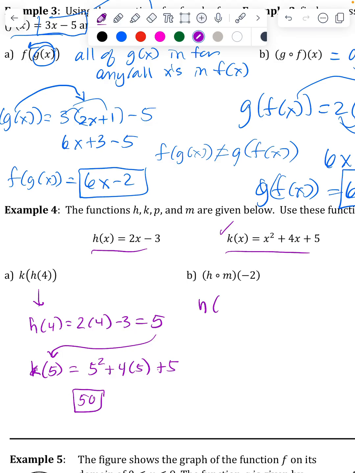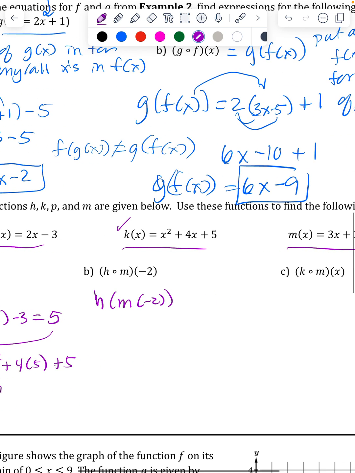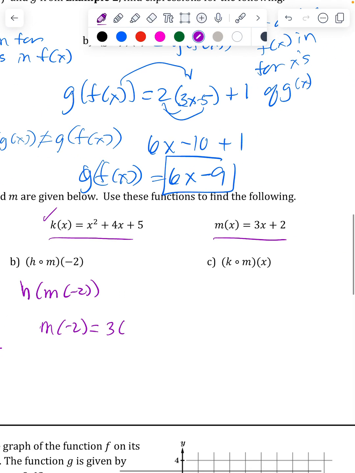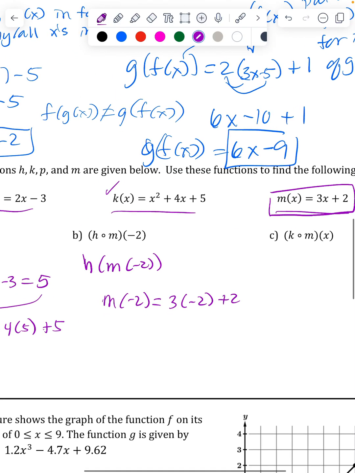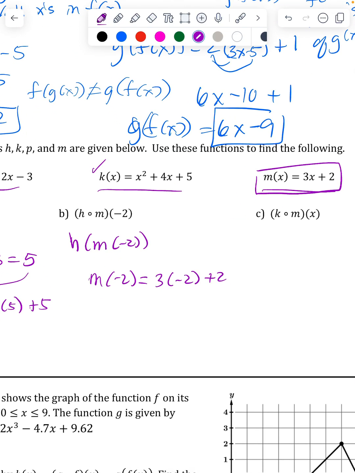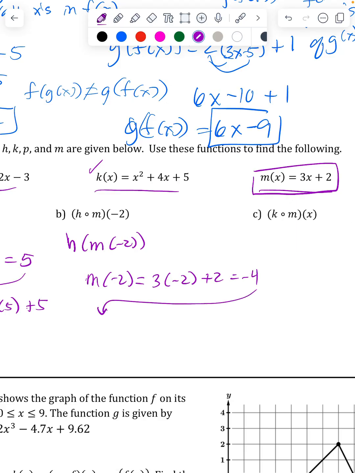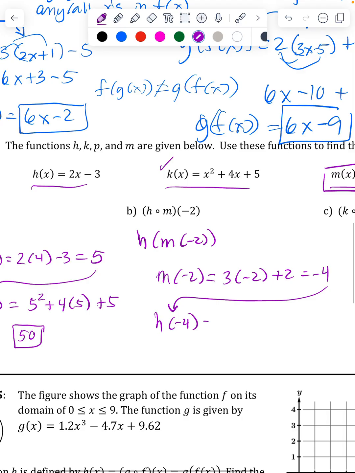This is asking h of m of -2, so working my way from the inside out. I'm first going to plug in -2 to function m, which is 3 times whatever you're plugging in plus 2 according to the rule up here. So that's going to be -6 plus 2, so I end up getting a -4. That becomes then the input for my second layer, which is h, and h is 2 times whatever you're plugging in, -3. So I end up here with a -11 as my final answer.